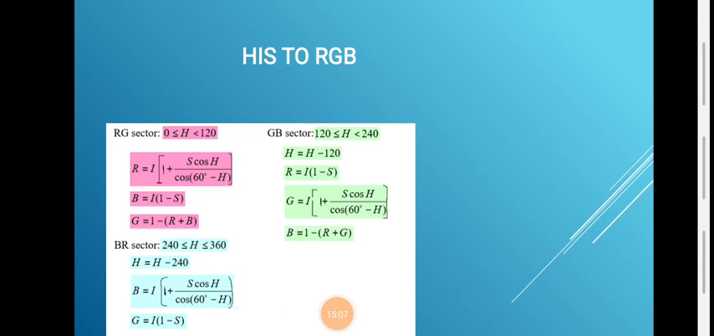Now the HSI to RGB model. Here the application depends upon the value of H. We have three main sectors: 0 to 120, 120 to 240, and 240 to 360. H returns a value from 0 to 360 degrees. With the three sectors, we can find the red, green and blue values.